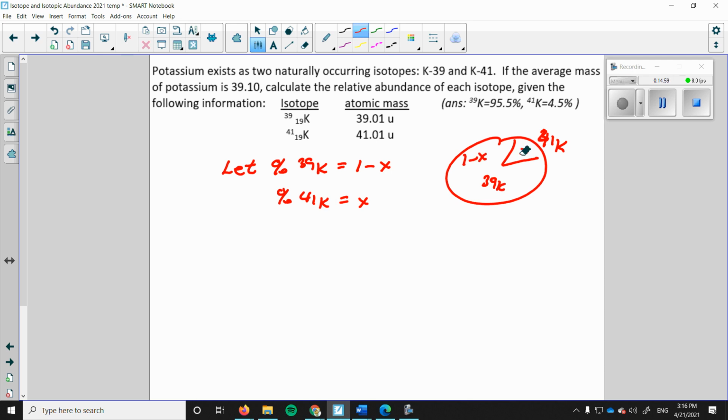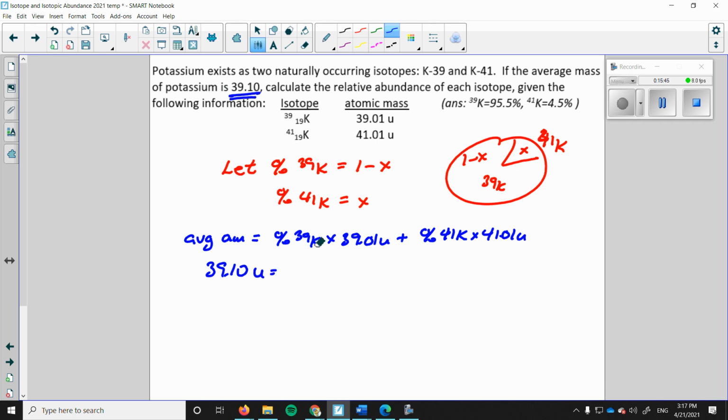So what we can do is we can actually solve. Let's see how we do that. So over here, for the average atomic mass, I know it would equal the percentage of potassium 39 times the actual mass of it, which happens to be 39.01 atomic mass units, plus the percentage of this multiplied by 41.01 mass units, just like we did before. The only difference is instead of finding the average mass, I know the average mass. From the periodic table, I know it's going to be 39.10.